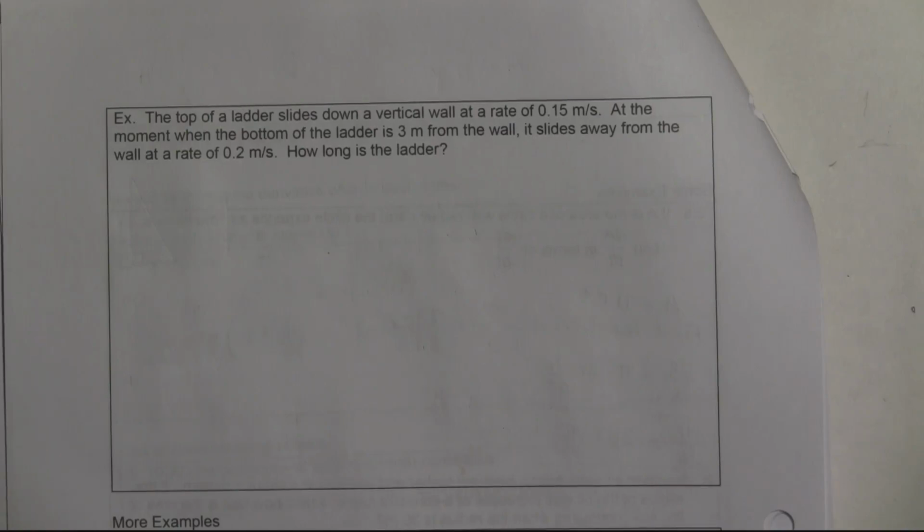The top of a ladder slides down a vertical wall at a rate of 0.15 meters per second. At the moment when the bottom of the ladder is 3 meters from the wall, it slides away from the wall at a rate of 0.2 meters per second. How long is the ladder?